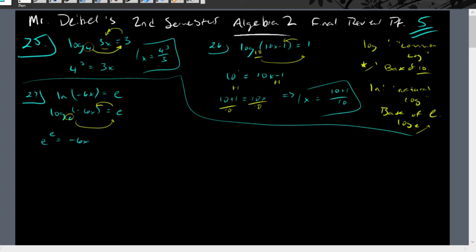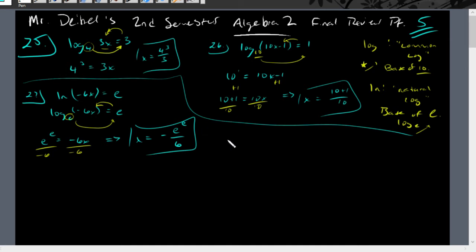All right, so here you want to get the x by itself. So you want to divide by negative 6, divide by negative 6, and you get that x is equal to negative e to the e over 6. The negative sign can be brought on the numerator if you want, or the denominator if you want, or the whole fraction. I don't really care where it goes. All right, so there we go.